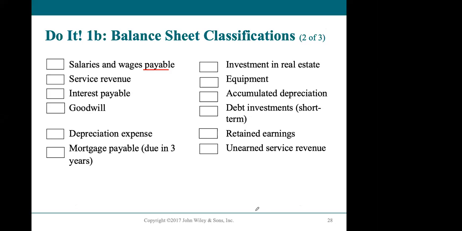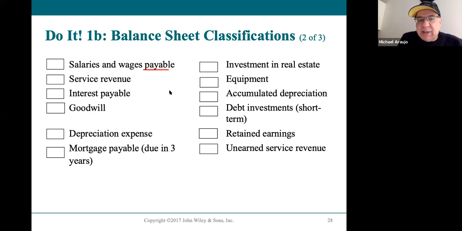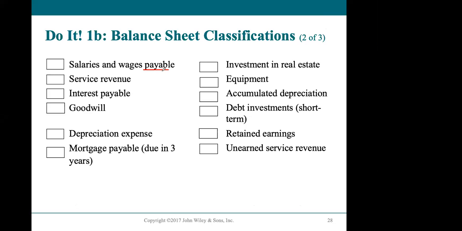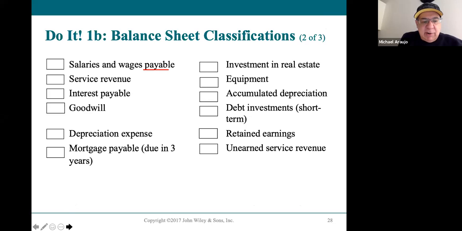Expenses? No, it wouldn't be an expense, right? So salaries and wages payable, the word payable should tell you the type. It would be a current liability. Correct. So it's a current liability.